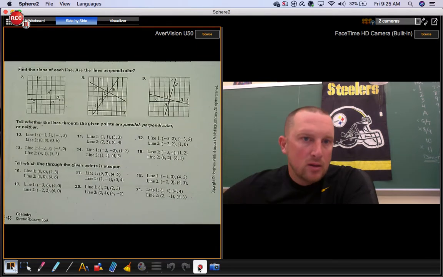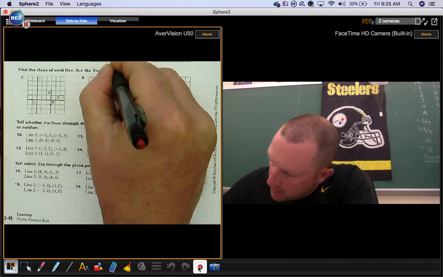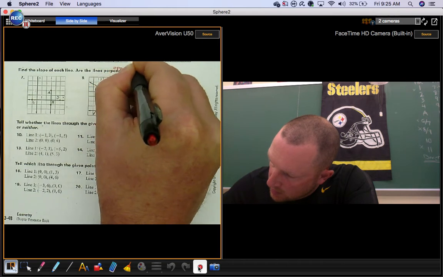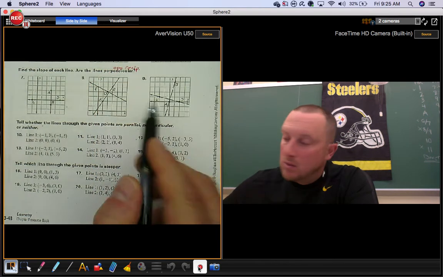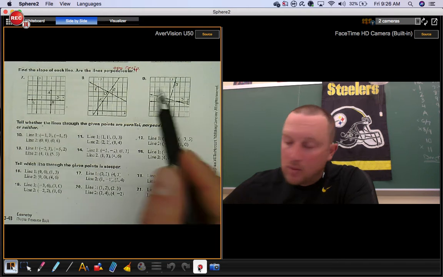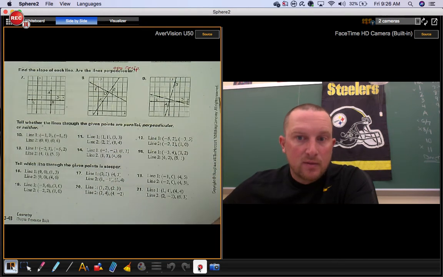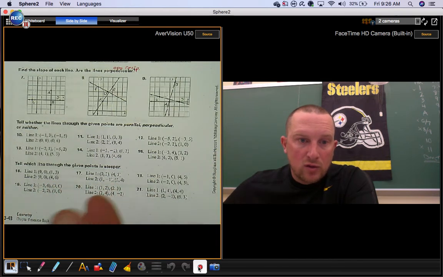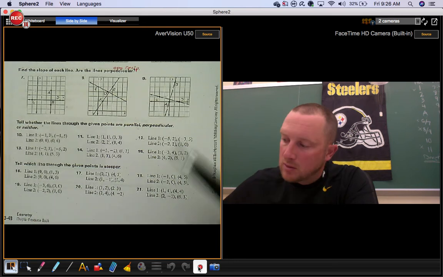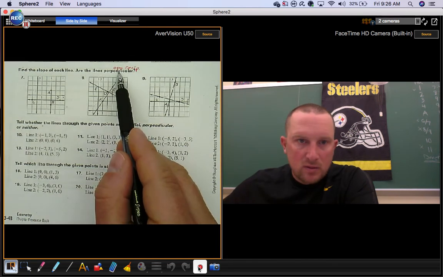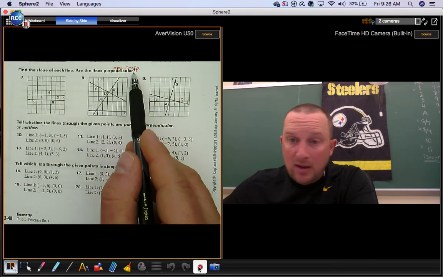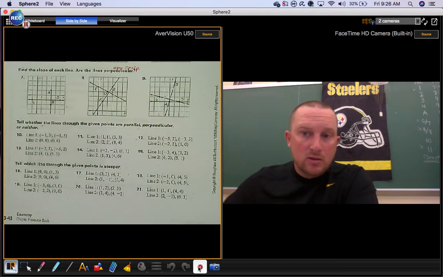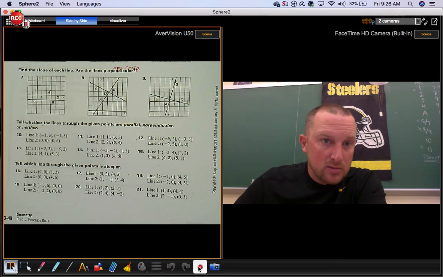7 through 9, are the lines perpendicular? Well, perpendicular lines have opposite reciprocal slope. Maybe you know what that means, maybe you don't. Opposite means one's positive, one's negative. Reciprocal means if you have a fraction, like 2/3, its reciprocal would be 3/2. You flip the fraction. So you need one to be positive, one to be negative, and then you need to have reciprocal fractions. That would create perpendicular lines.